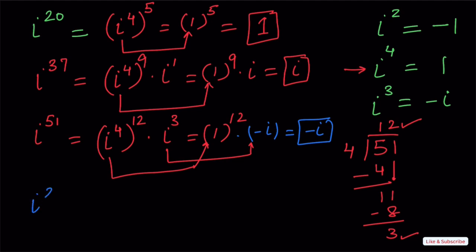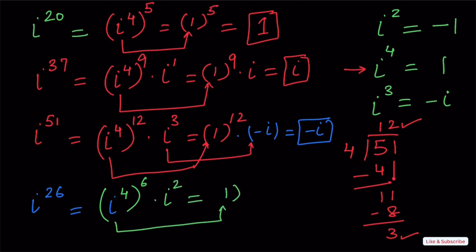One more example. What is the value of i raised to the power 26? I can write this as i raised to the power 4 raised to the power 6, because 4 times 6, that's 24, and we have 2 powers of i left. Plug in the value for i raised to the power 4, which is 1 raised to the power 6. What's the value of i squared? That's -1. And when you multiply them, you get -1 as the answer.